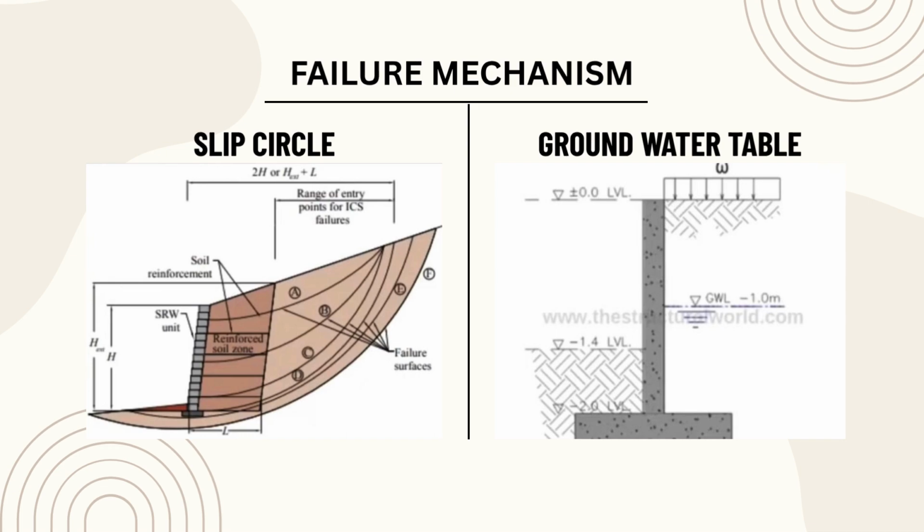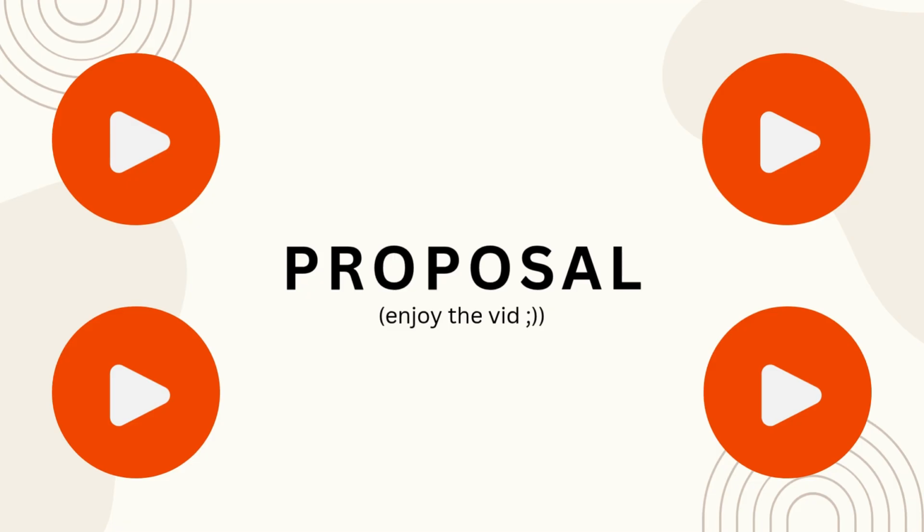Alright, so the failure mechanism. On the left, we have an example of a slip circle, and on the right, an example of groundwater table. So from these two areas, the failure mechanism caused the retaining wall in the case study in Tanjung Bunga, Penang to fail. Now moving on to the proposal, the video will be continued by Hakimi.